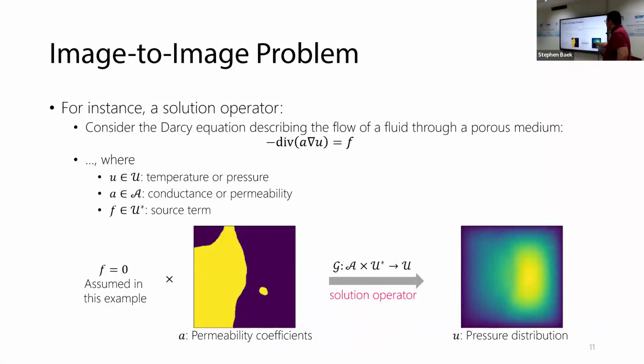And given those conditions, so f equals 0 everywhere, plus the distribution of A, what is going to be the pressure inside of the porous medium is the question that we want to answer in this fluid problem. And the solution operator G will take the constant image f and a variable image A as an input. And from those given inputs, we would like to make a prediction of the pressure distribution, which is what's really happening over here.